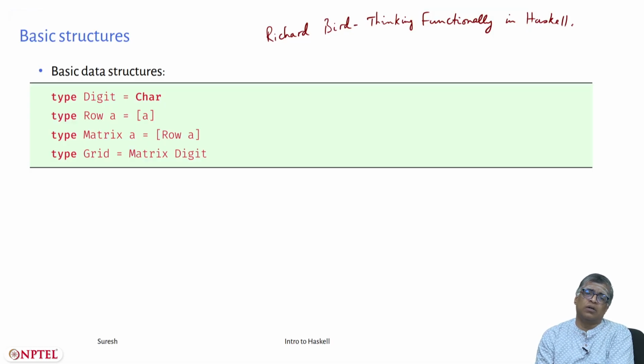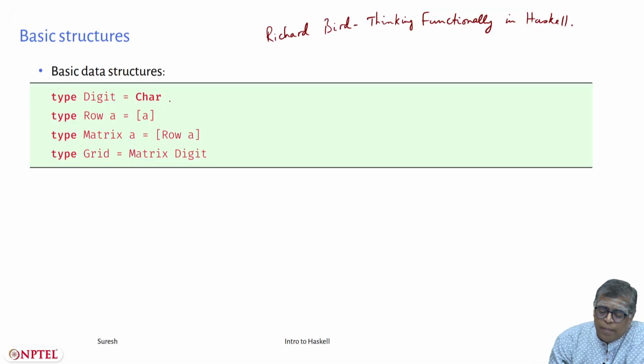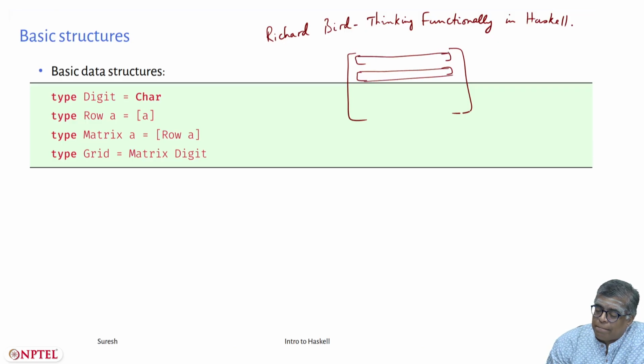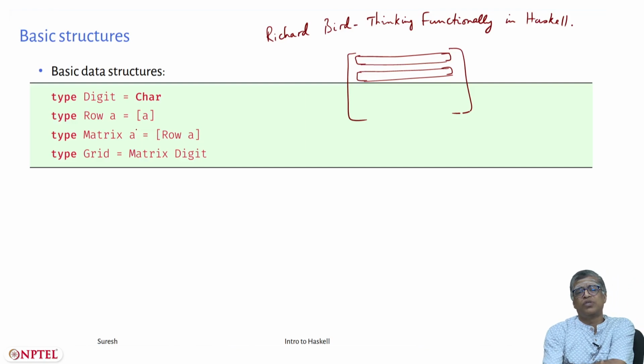How do you represent a Sudoku grid? Each digit that you want to store is a character, let's say, and each row is a list of characters, and a matrix is a list of rows. So you have a list where each row itself is a list. Just to be general, we make it polymorphic, because we will use this feature. But a grid itself is just a matrix of digits.